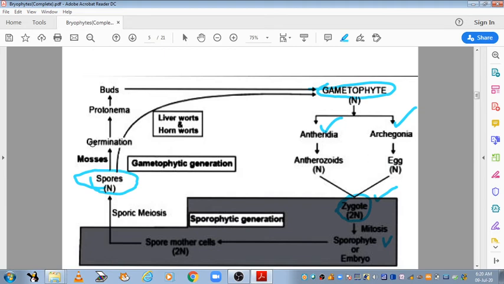In case of mosses, other stages are also present after germination of spores. The spores, when they germinate, form a filamentous structure that is known as protonema. It will bear buds, that is a type of vegetative reproduction, and then these buds directly germinate to form gametophyte. So this one is the general life cycle of all groups of bryophytes.